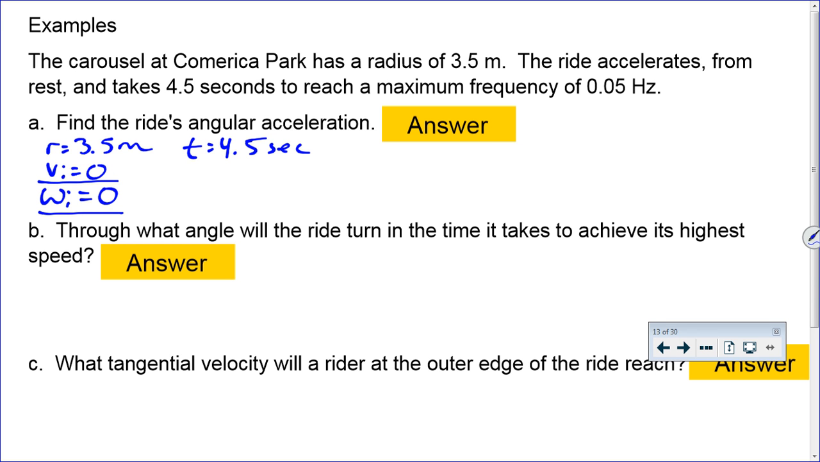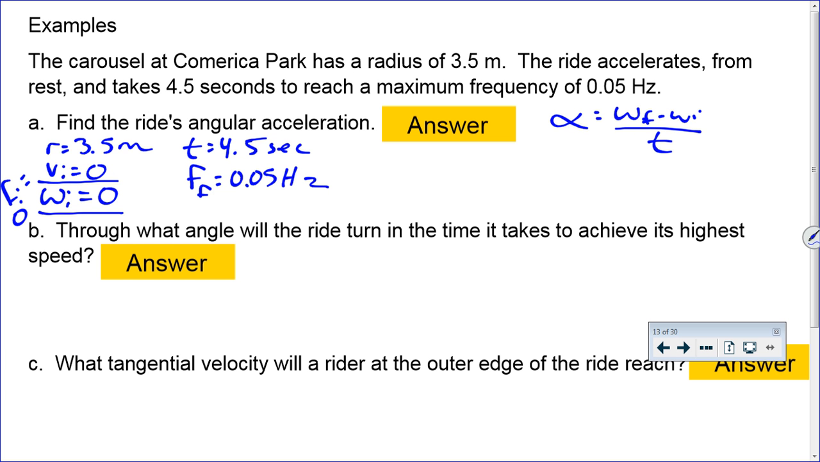to get to a maximum frequency, so our initial frequency was 0. I guess I could write that too. Our final frequency is 0.05 hertz, and we're trying to find the angular acceleration. Well, to find the angular acceleration is omega f minus omega i over t.